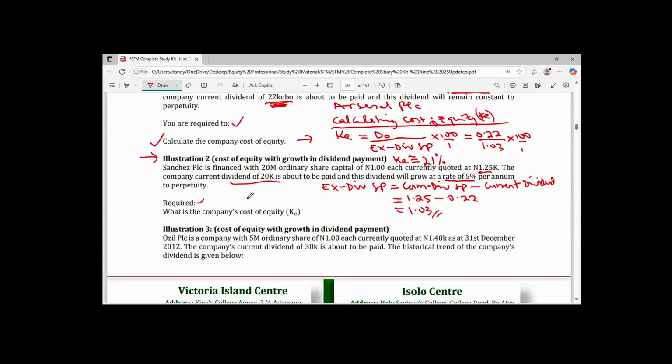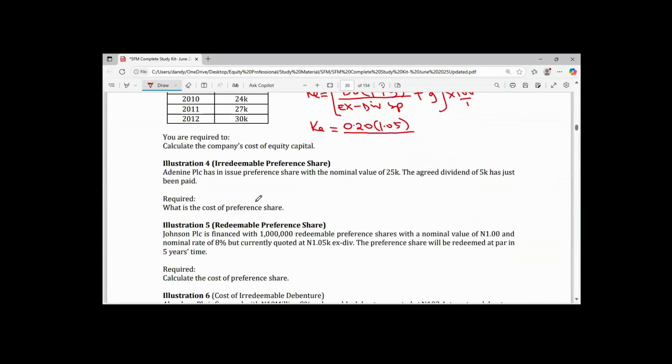Now, what's the share price? You are told that the share is currently quoted at 1 naira 25 kobo, but the dividend is still outstanding because we are told that it's about to be paid. That means that 1 naira 25 kobo is cum div. So we need to convert the cum div to XDiv share price. Of course, you do your working. So our working is XDiv: we want to calculate XDiv share price.